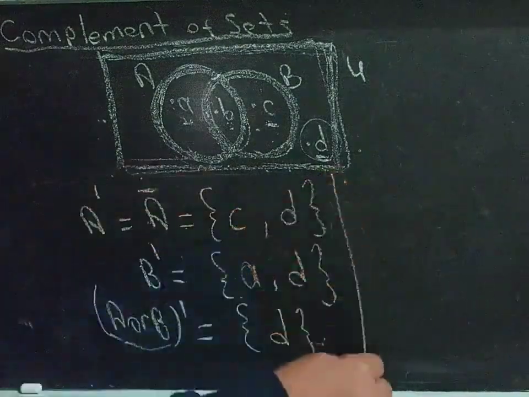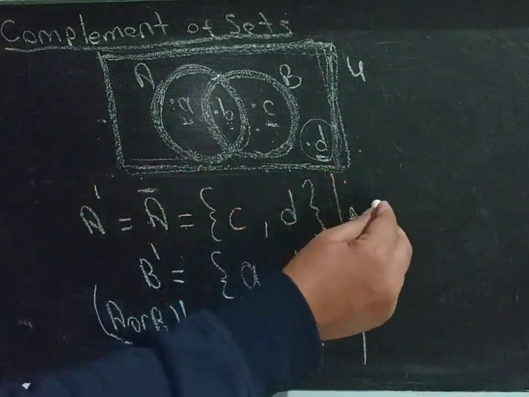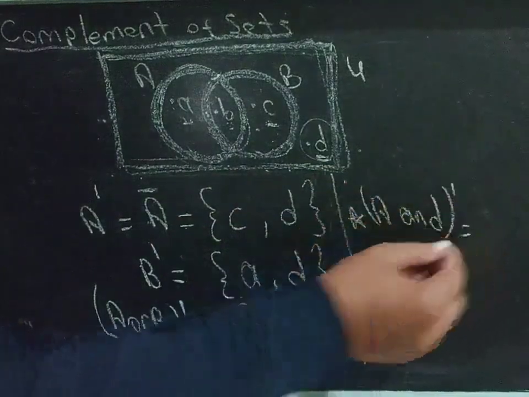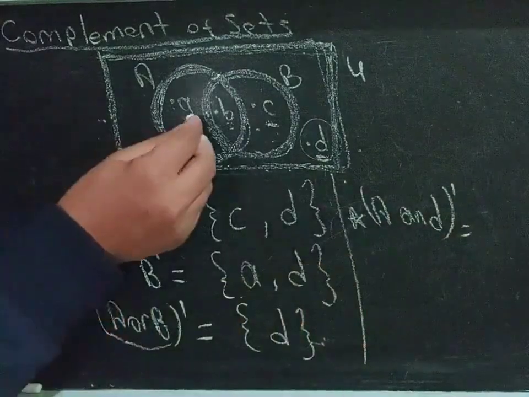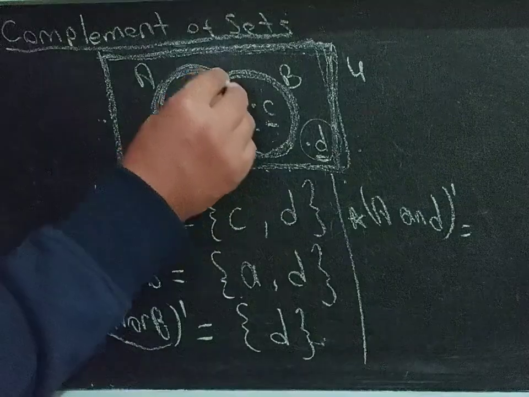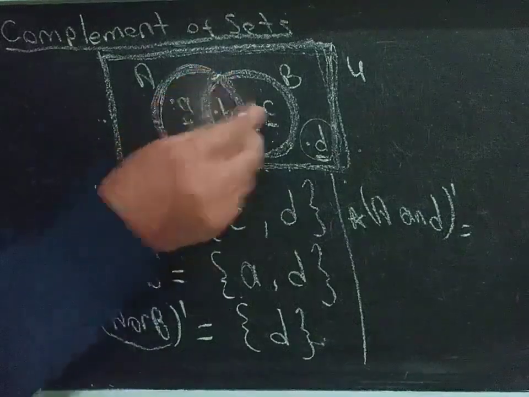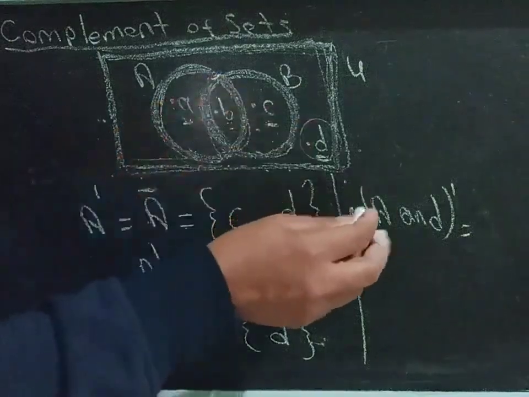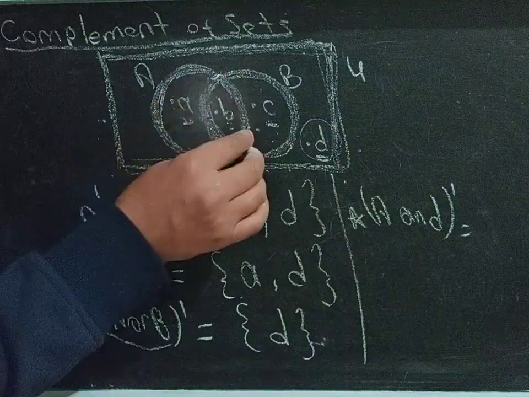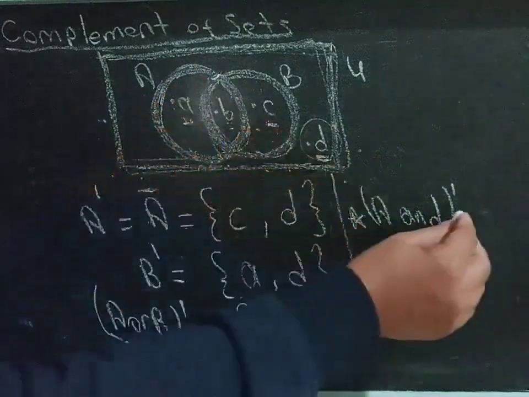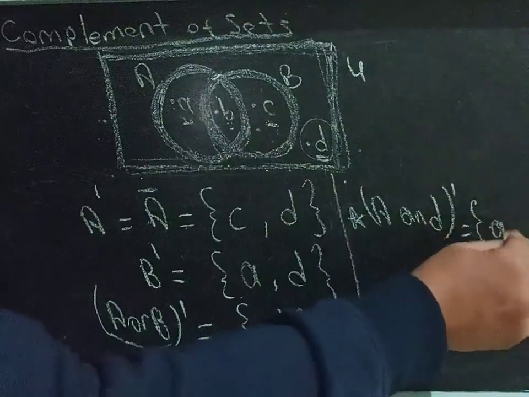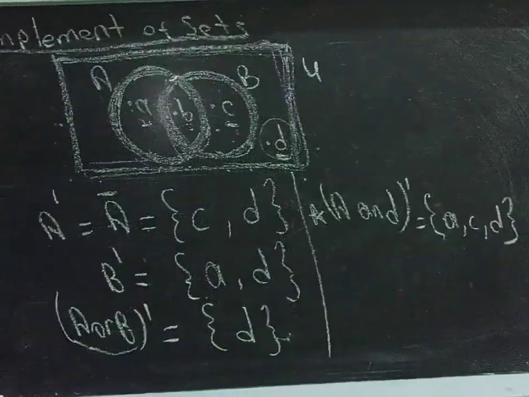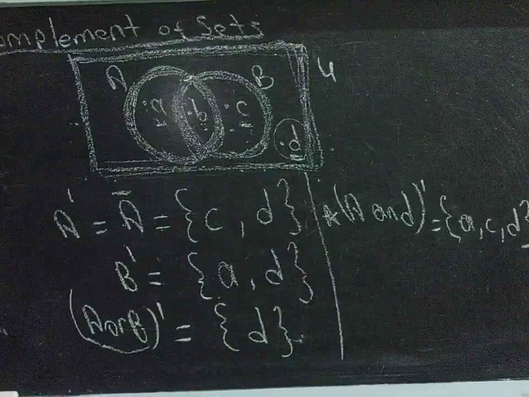And the question can be like this too, the complement of A and B. So what was A and B? The letter element which is common for both of them, which is B. So this is A and B, and the complement is the elements which are not under this part. That will be A, C, and D.